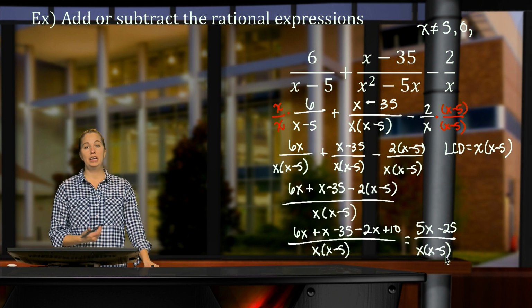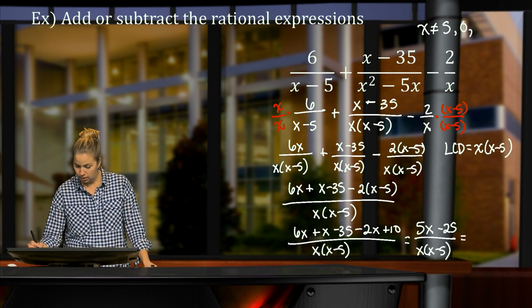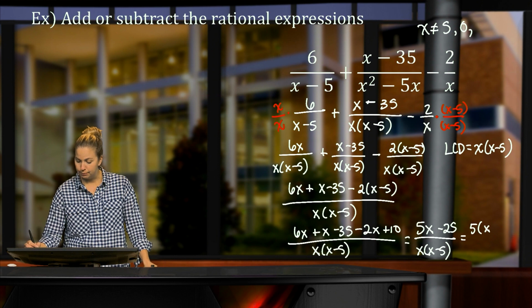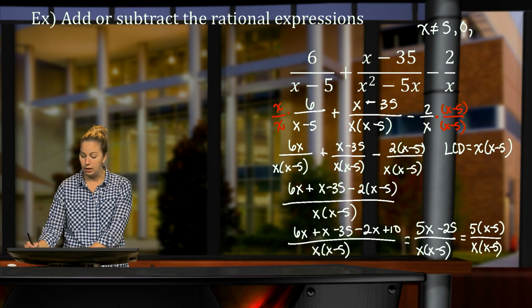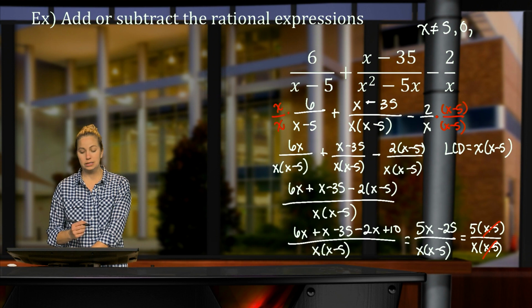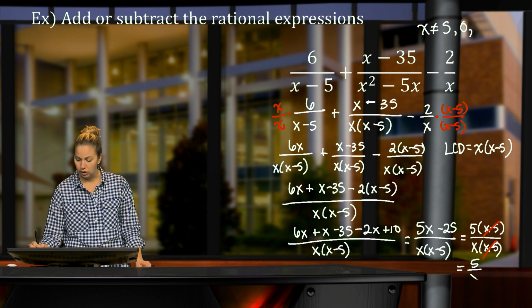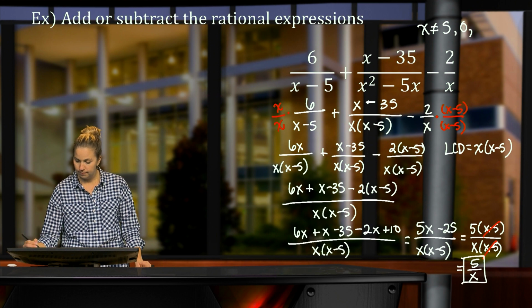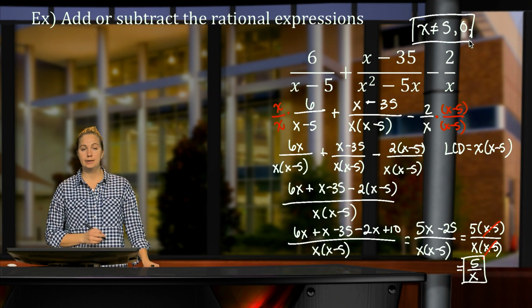And in our numerator, again, we can factor out that GCF of 5, so let's try it. 5 times x minus 5, divided by x times x minus 5. And it's a good thing that we factored the numerator because we see now we can cancel out our x minus 5s. This entire expression simplifies to 5 over x, with our original restrictions of 5 and 0.